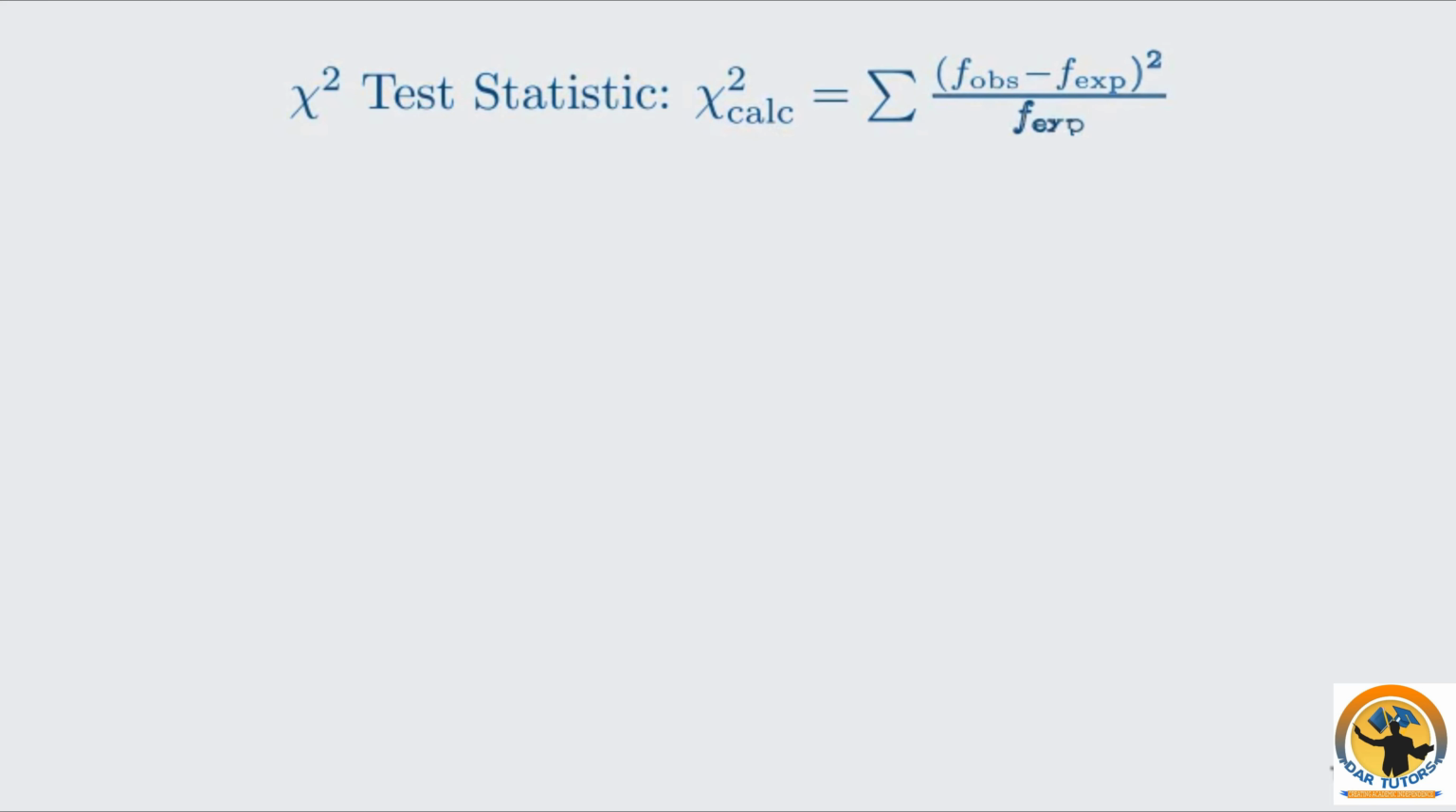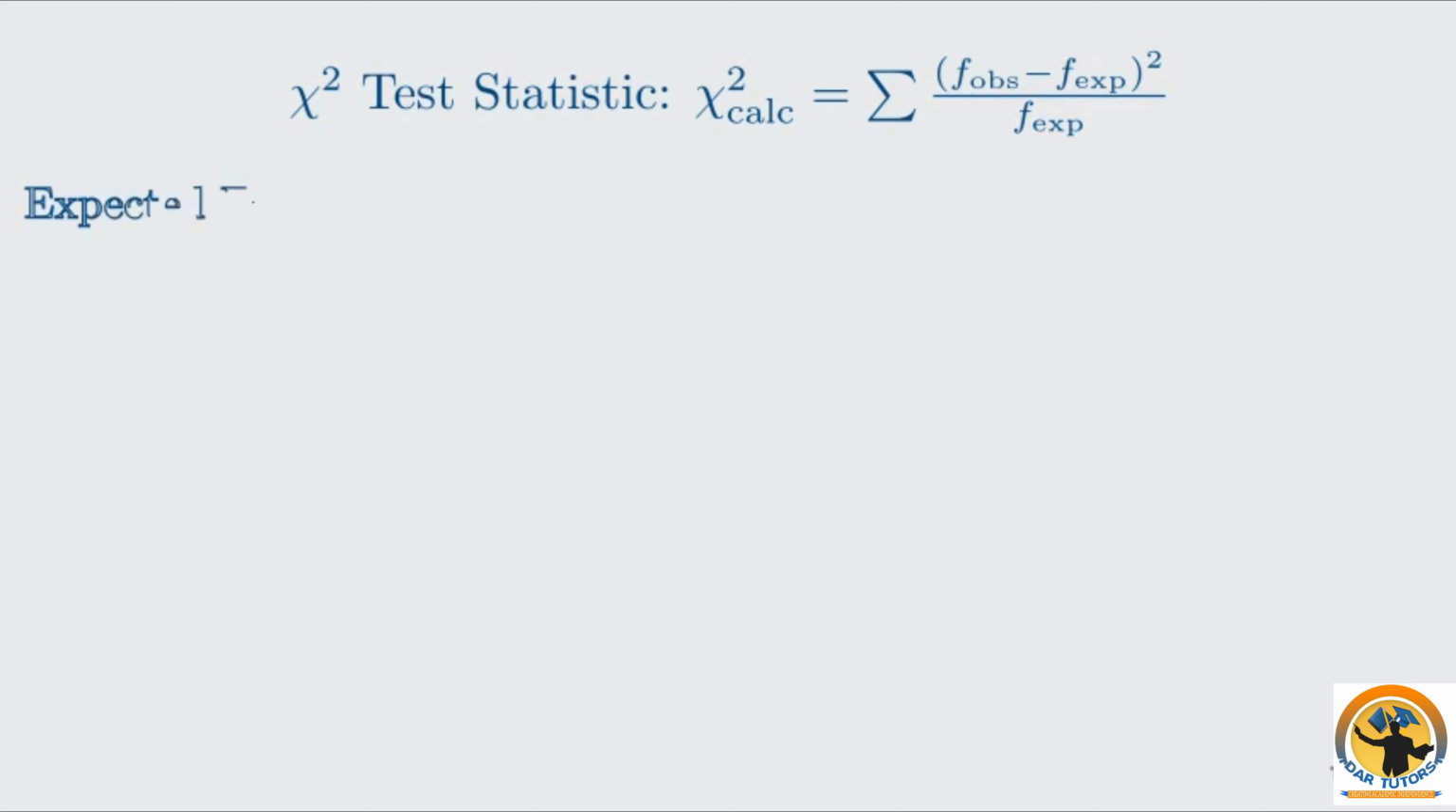Now that we have our hypotheses, our next objective is to calculate the test statistic for our data. This test statistic, denoted as χ²calc, quantifies the difference between our observed frequencies, f_obs, and the frequencies we would expect to see if the null hypothesis were true, f_exp. Let's calculate this step by step for Rico's die.